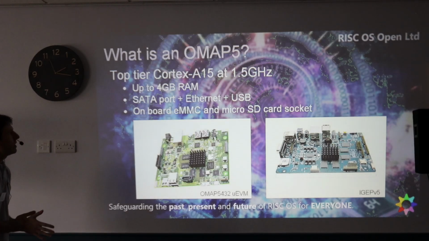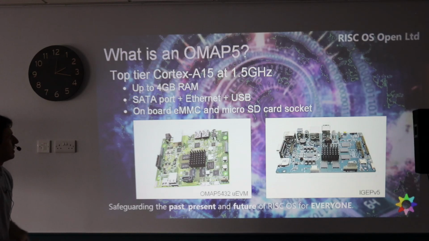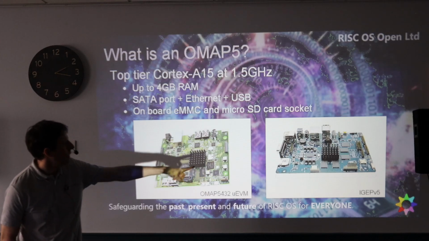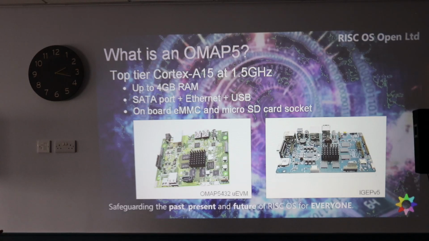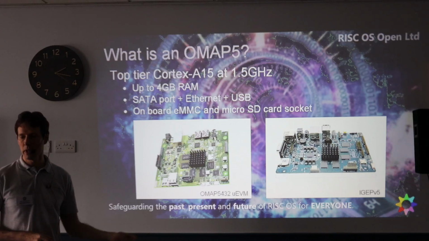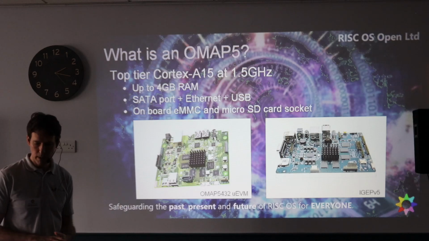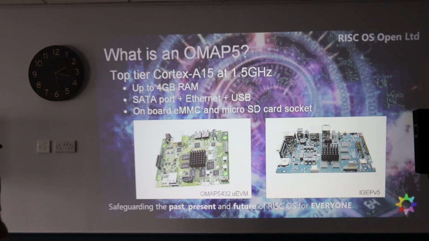What is an OMAP5? It's a Cortex A15 processor that runs at 1.5 gigahertz, and depending on which board you find that chip soldered to, there's either 2 gigabytes or 4 gigabytes of RAM, a SATA port, and the SATA port on that one's in the back, so you can't see it, an Ethernet socket obviously, USB, all the usual sorts of things you'd expect. They also have eMMC, which is like a solid-state hard disk that sits on the SD bus, as opposed to a SATA hard disk. So you have both. Several drive icons on the icon bar.